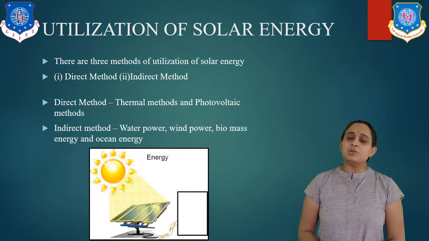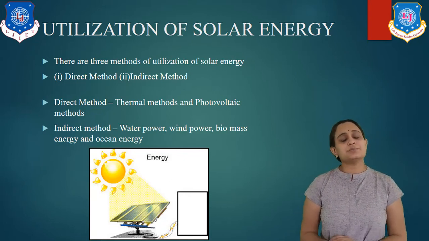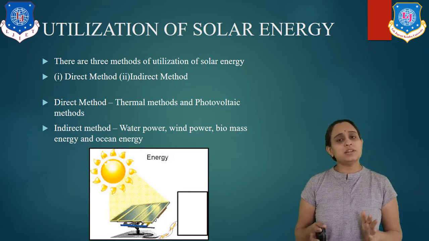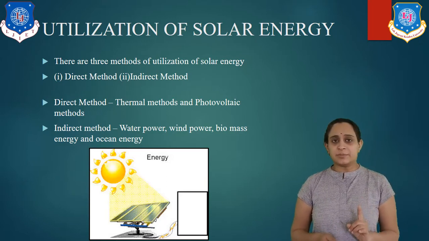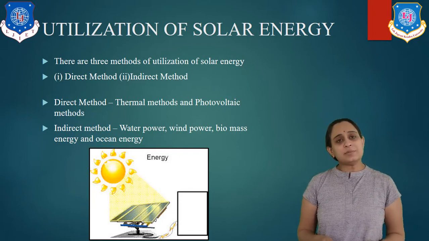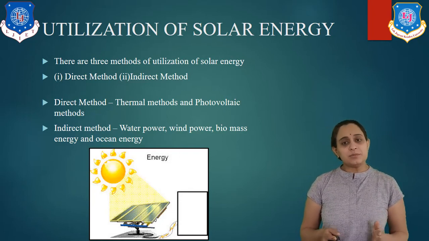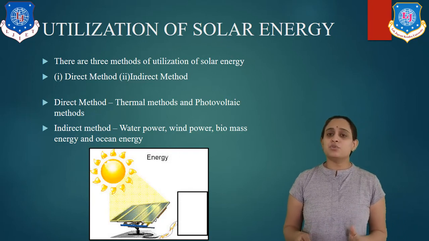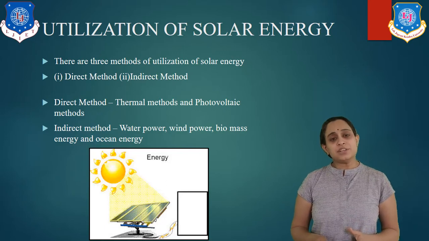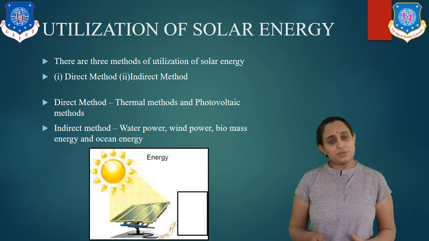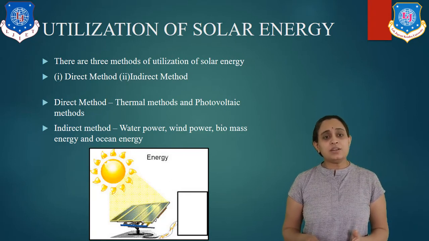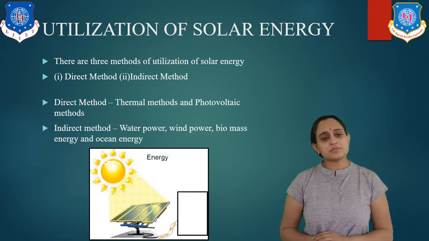Let us study about utilization of solar energy. There are two methods of utilization of solar energy. One is direct method and second is indirect method. The direct method includes thermal methods as well as photovoltaic method. Whereas the indirect method includes water power, wind power, biomass energy and ocean energy.